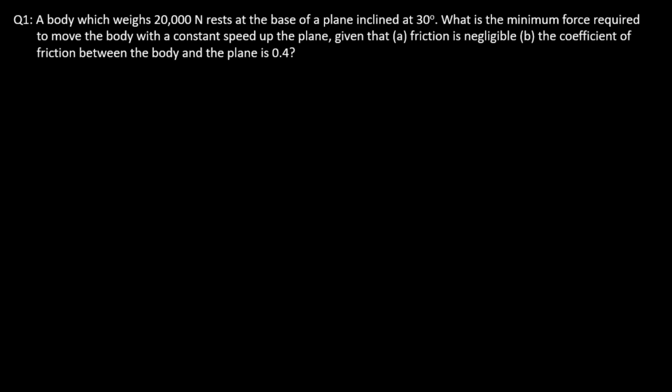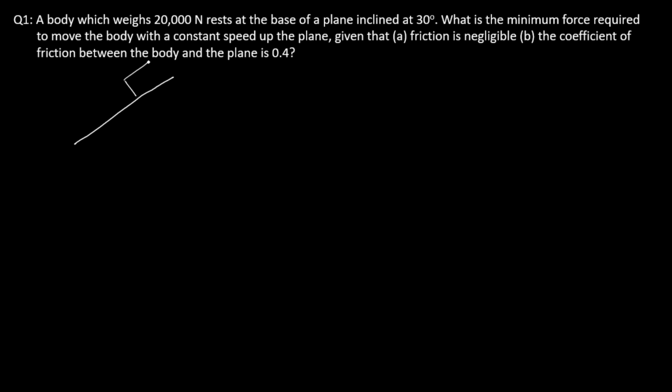First question here, it says: a body which weighs 20,000 Newton rests at the base of a plane inclined at 30 degrees. What is the minimum force required to move the body with constant speed up the plane, given that A, friction is negligible, B, the coefficient of friction between the body and the plane is 0.4. Let's draw a diagram to depict the question we have in front of us.